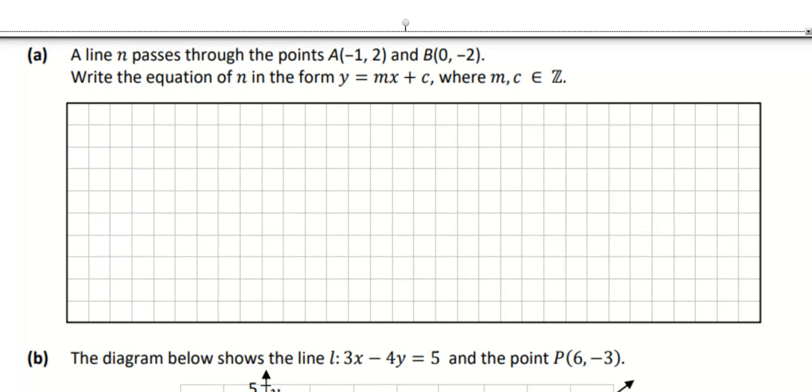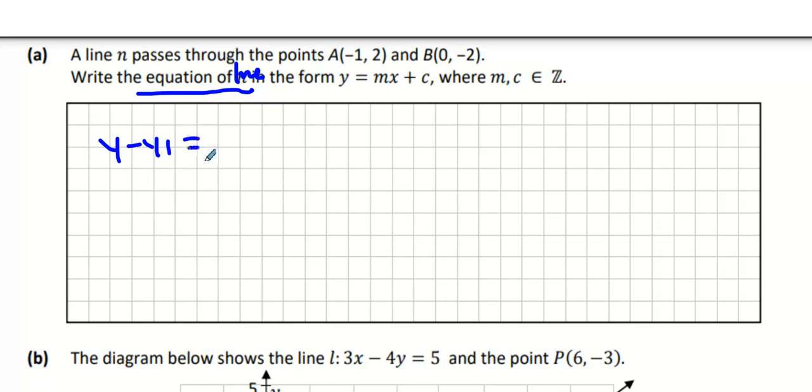Okay, guys. A line n passes through the points -1, 2, and 0, -2. Write the equation of n. Please remember that n is a line. So what you want is you're going to get y minus y1. This is from page 18 of your notes. This formula here is known as the equation of a line.